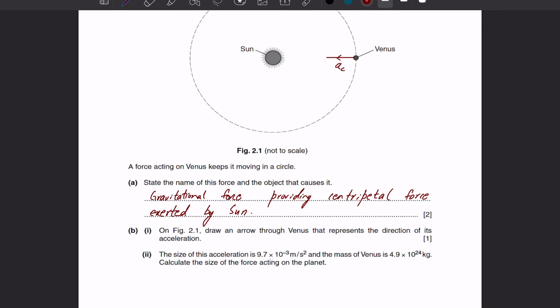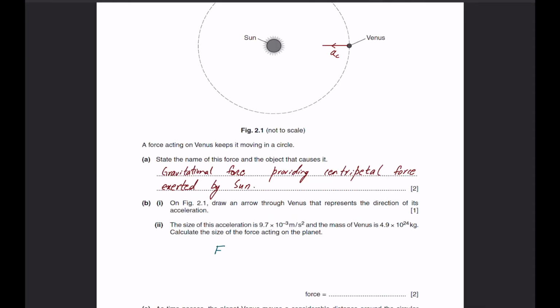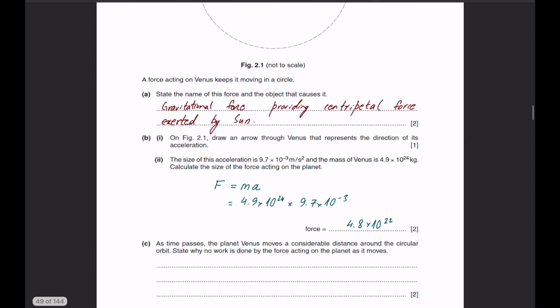Then it says the size of the acceleration is 9.7 times 10 to the power minus 3. The mass of Venus is 4.9 times 10 to the power 24. You have to calculate the size of the force. According to Newton's second law, F equals ma, the mass of Venus is 4.9 times 10 to the power 24, and its acceleration is 9.7 times 10 to the power minus 3. I calculate it and I get the resultant force. It's coming out to be 4.8 times 10 to the power 22. That would be the size of the force.